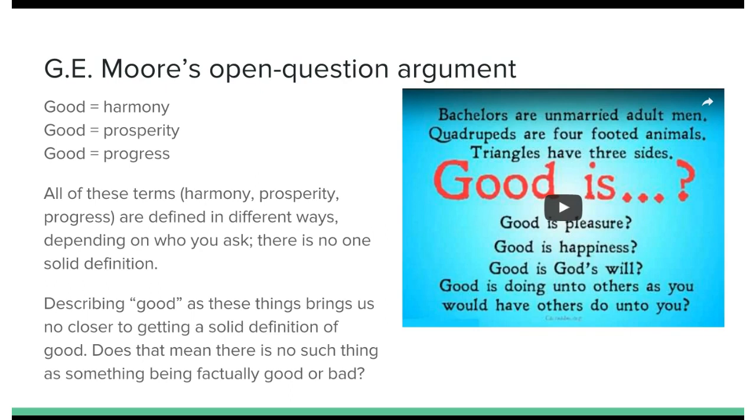But this brings us to yet another issue. If we look at the top left there, we see that by going down this train of argument, we're basically saying that good equals harmony, or good equals prosperity, or it equals progress. But all of these terms can be defined in different ways depending on who you are and who you ask. There's not one solid definition, and therefore, there's no way to have a solid definition of good.